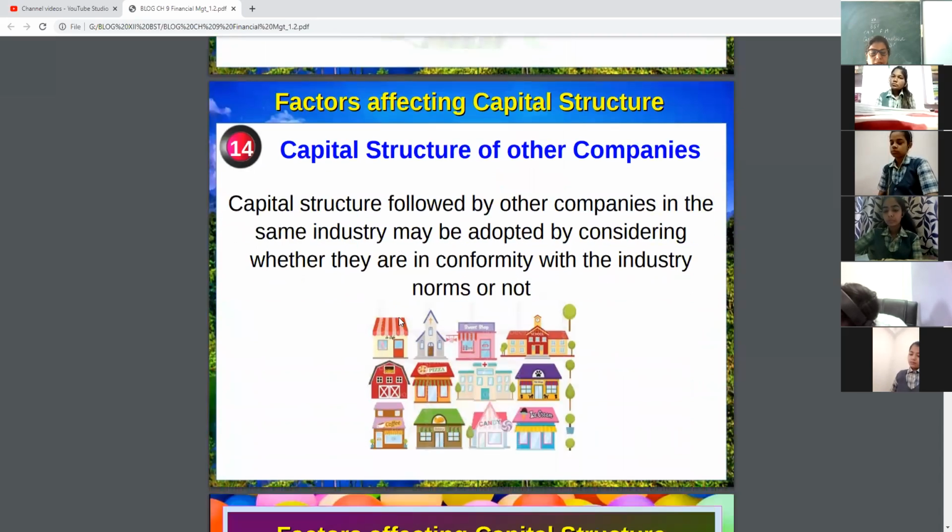The next, capital structure of other companies. See, what capital structure are other companies using? The company will follow the competitors' policy also. If other companies are issuing equity shares, the company will also try to issue shares. So generally competitive factors are there.